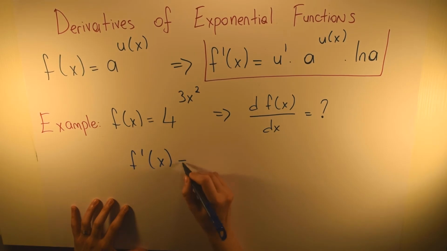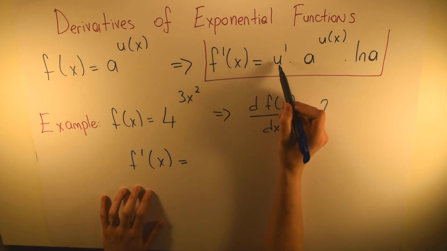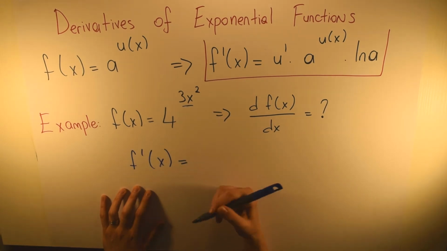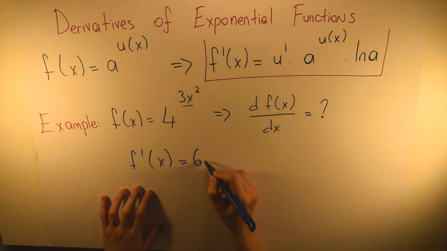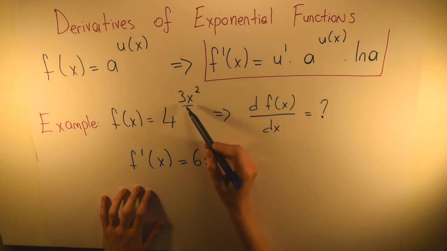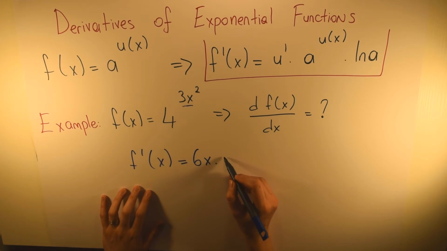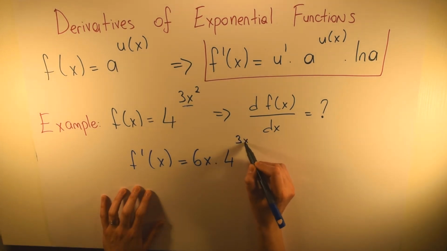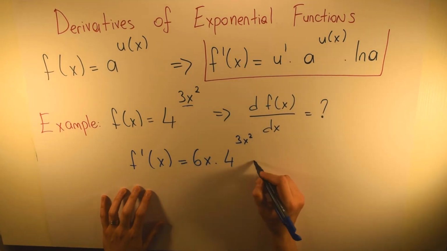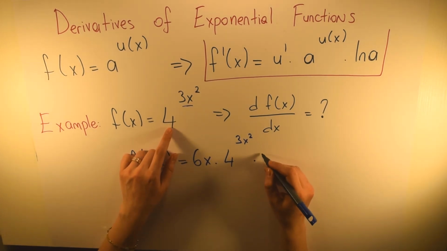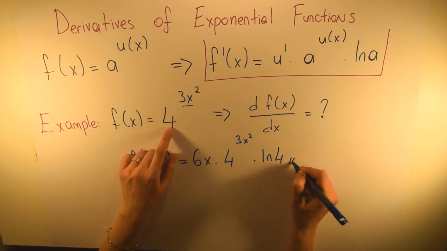The derivative of f of x is equal to, so the derivative of u, which is here, is 3x squared, right? So what is its derivative? It's equal to 6x times a to the power of u of x. So we'll write the same here. It's 4 to the power of 3x squared times natural logarithm of a, which is here, our a is equal to 4, so it will be equal to ln 4.